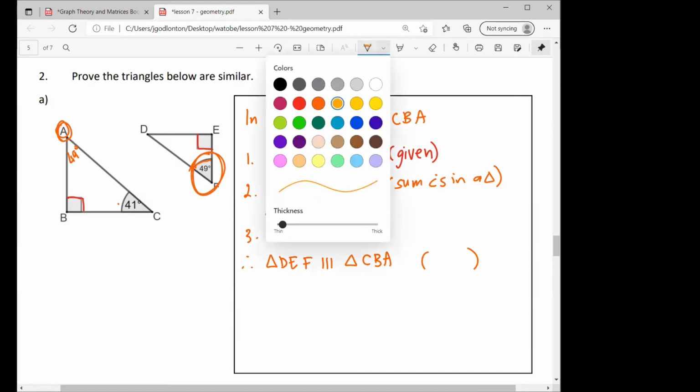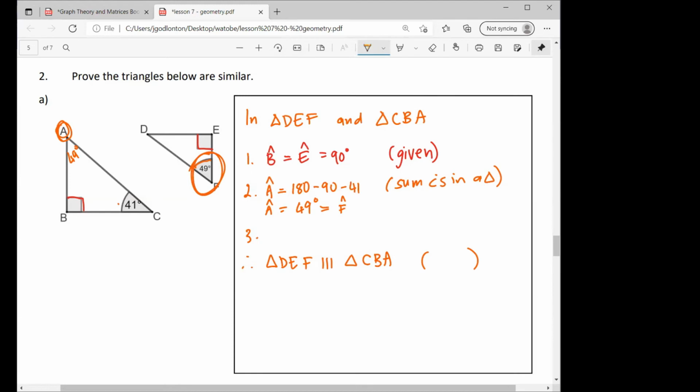Then our third one is our nice easy one, where we just get to say that they're equal because of sum of angles in a triangle. So now we can just say that angle C is equal to angle D because of sum of angles in a triangle. And we've proved our three reasons. We only have one thing that we write here. So we've said that they're similar because of angle, angle, angle.